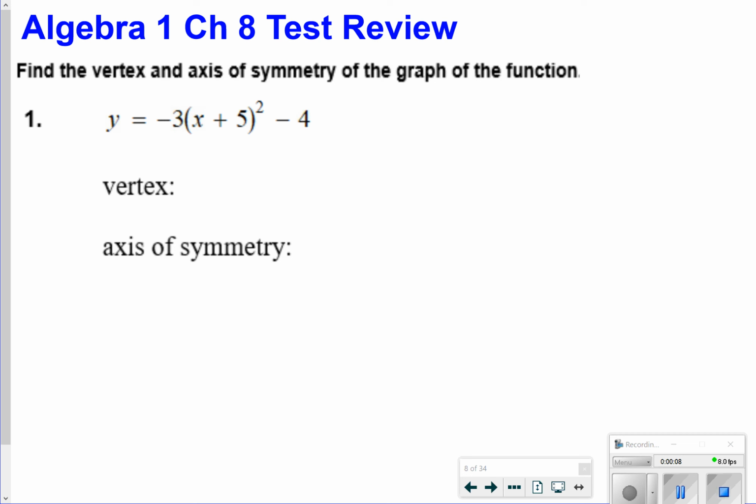The first thing we're going to do is find the vertex and the axis of symmetry. Just remember your vertex in vertex form would be (h, k). So your vertex is going to be (-5, -4), and your axis of symmetry would be x equals -5.